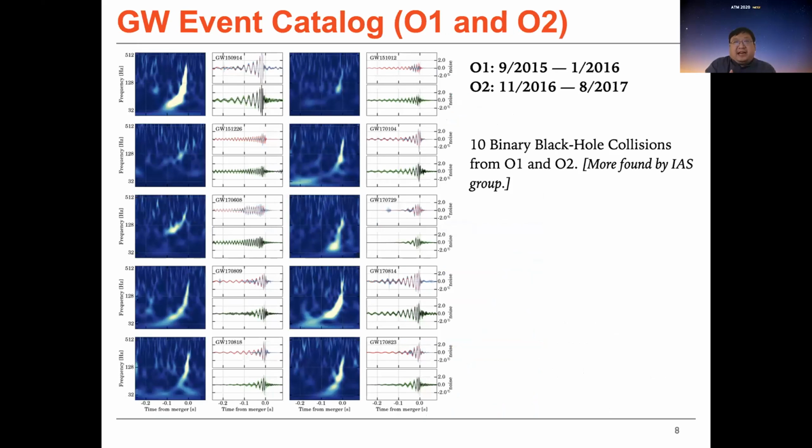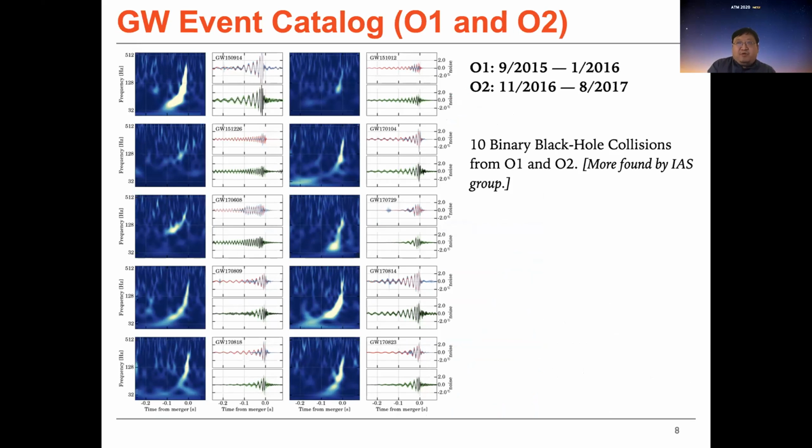So after the first detection, there were a few science observation runs of LIGO, in the so-called O1 and O2 runs, the dates of which are shown here. Basically, I think it was more like a year of observation. We detected 10 binary black holes in total.